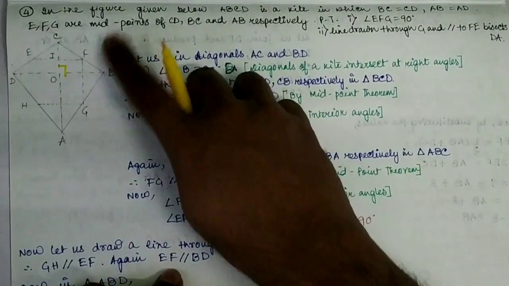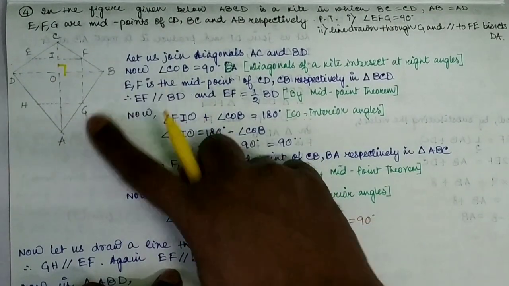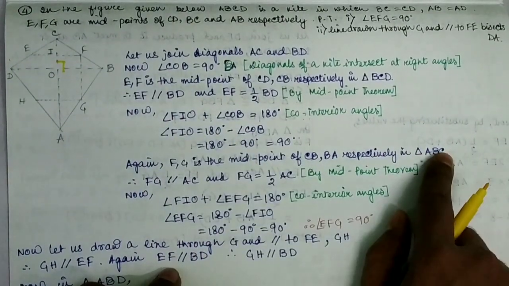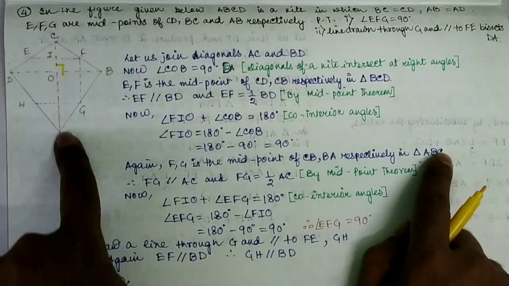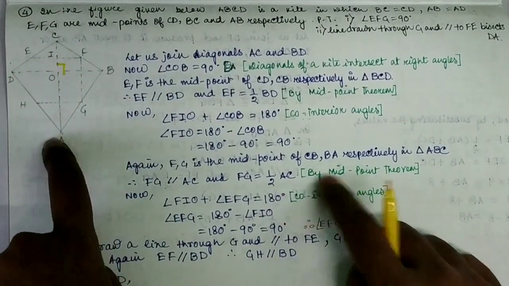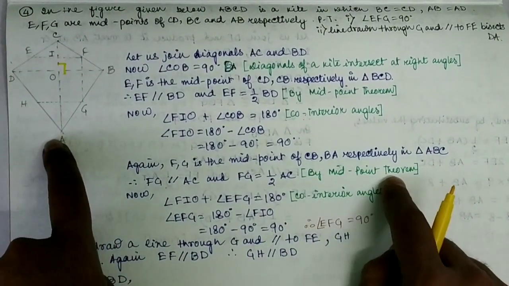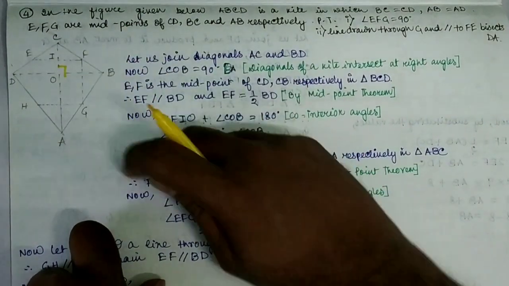Now again, F is the midpoint of BC and G is the midpoint of AB. We are doing this for triangle ABC. So here what will happen, this FG will become parallel to AC, and FG will also be half of AC. Why? By midpoint theorem. So again it means that this line and this line, they are also becoming parallel.